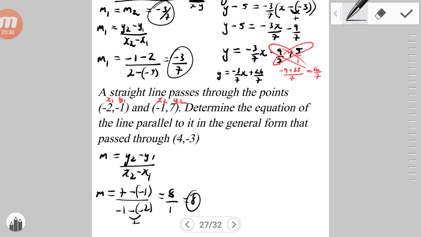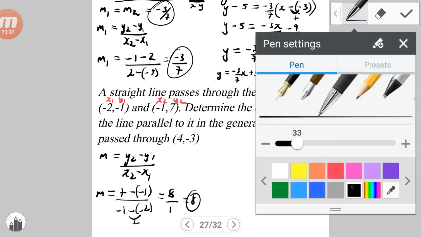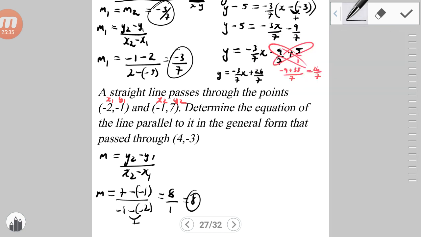All right, so that's pretty good. We get a nice number. Once we get a fraction, it makes the problem a little bit more difficult, but very doable. But once you get a whole number, very smooth. In the general form here, we're looking for the equation of the line that is parallel to it. So we already calculated m1, so we know that m2 is also going to be 8.